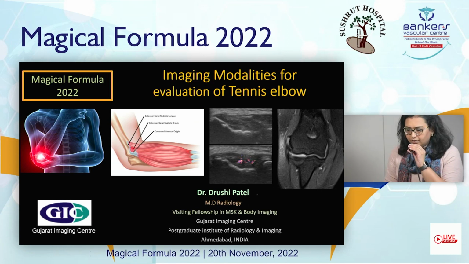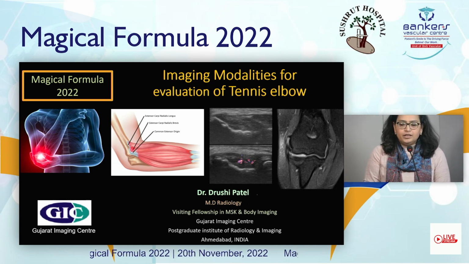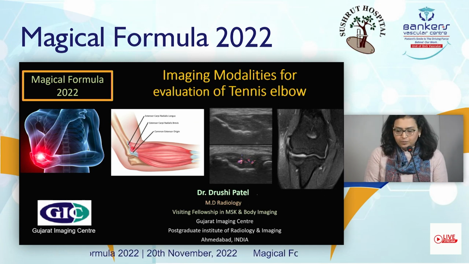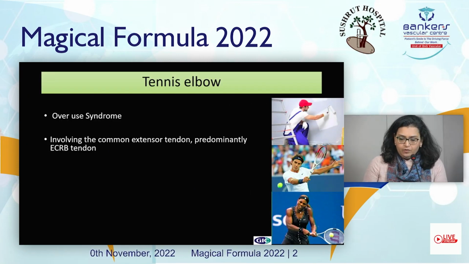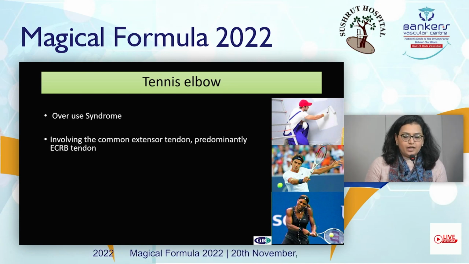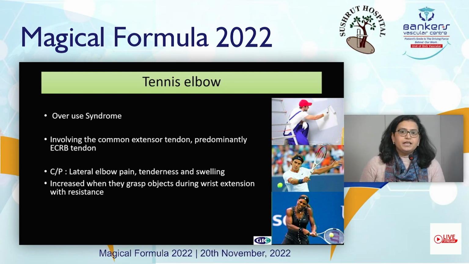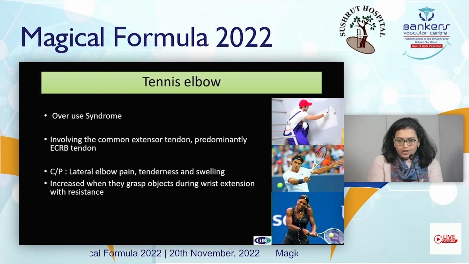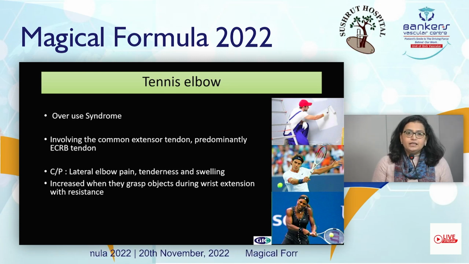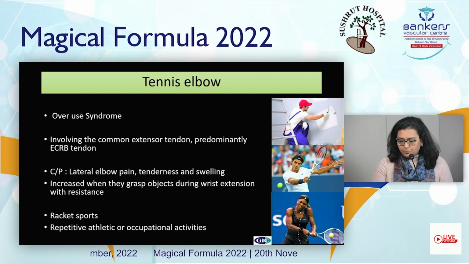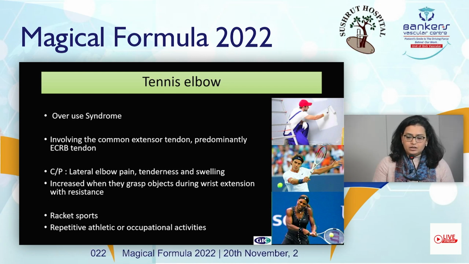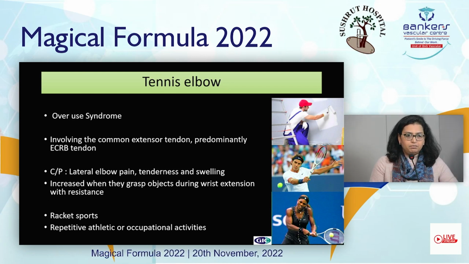Thank you for having me here. Now I'm going to talk on imaging modalities for evaluation of tennis elbow. Tennis elbow is an overuse syndrome which involves the common extensor tendon, predominantly the ECRB. Patients typically present with lateral elbow pain. There is tenderness and swelling, and this is increased when they grasp objects during wrist extension with resistance, like in racket sports or repetitive activities that occur with certain occupations like painters.